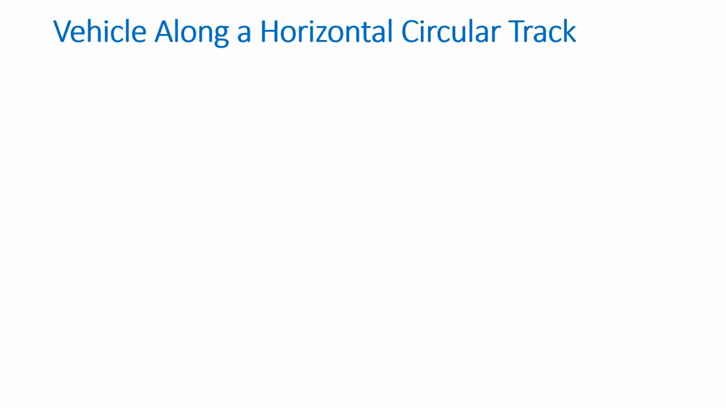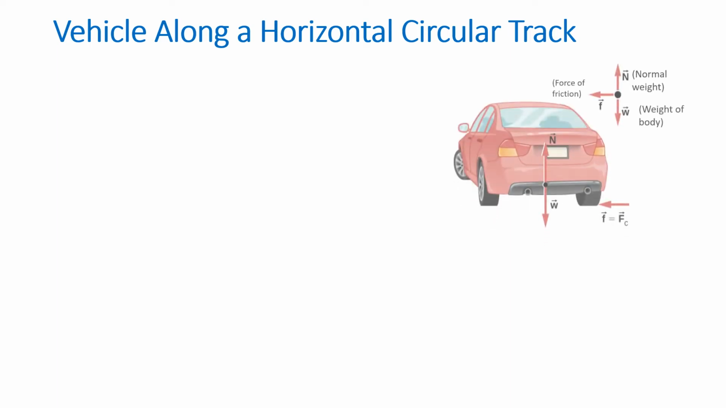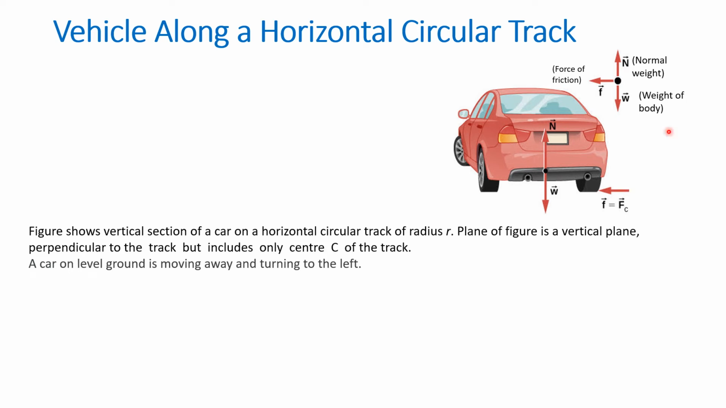Let us calculate the maximum velocity of a vehicle along a horizontal circular track. We consider a vehicle, a four-wheeler car, taking a left turn on a horizontal circular track. There are three forces acting on this vehicle. First is the normal reaction, which acts in an upward direction. Second is the weight of the body, which always acts in a downward direction. And the third is the force of friction, which exists between the road and the tire.